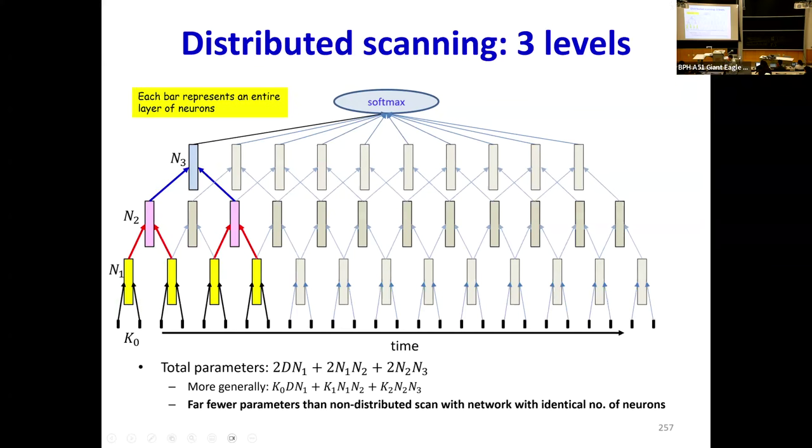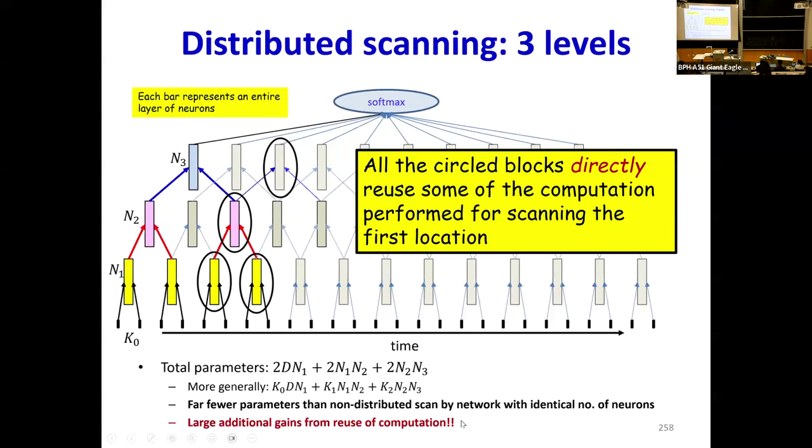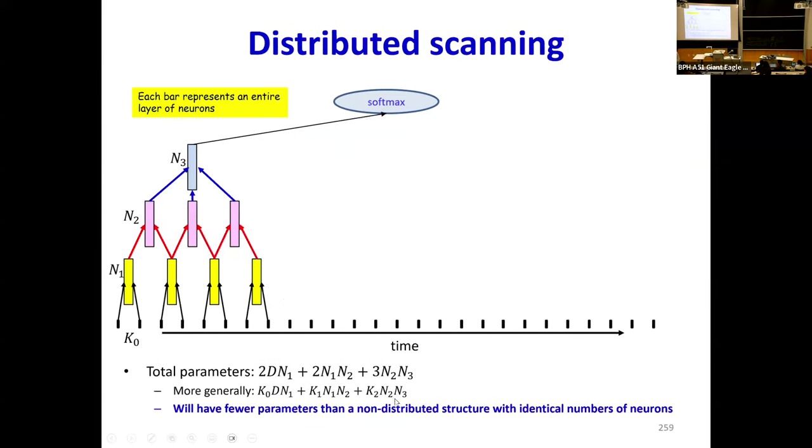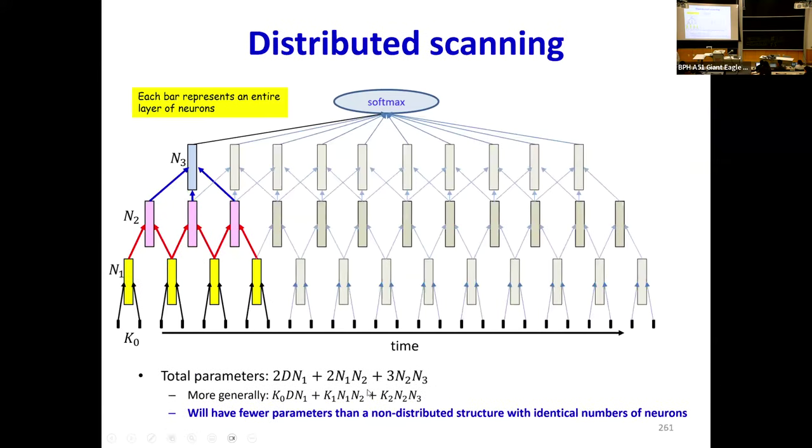Right? So if I'm scanning in the second position, I'm reusing these two guys, right? And this. So I'd be reusing the three yellow bars if I'm starting by two. If I'm starting by one, all of these guys are being reused, right? And so if I'm starting by one, if I have something of this kind, then you can see that I'm also reusing things in the second layer.